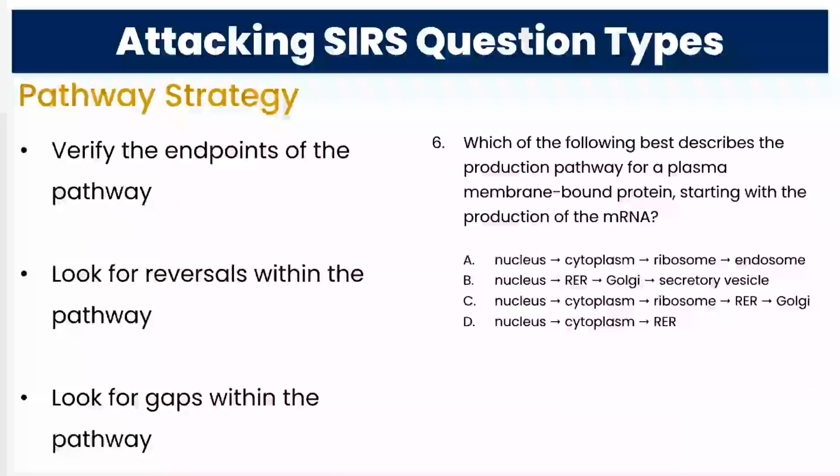Pathways. They've got a few of these pathways questions nowadays where they say, okay, which of the following best describes the pathway for something happening. I always tend to look for the same things. First thing I do is I verify the endpoints of the pathway. So do any of these things have a weird endpoint? Like they all have nucleus, so the beginning point's fine, but do any of them have a strange endpoint that doesn't make any sense?